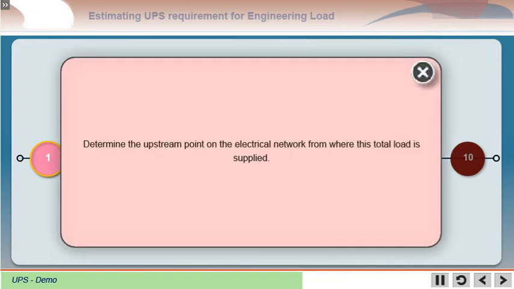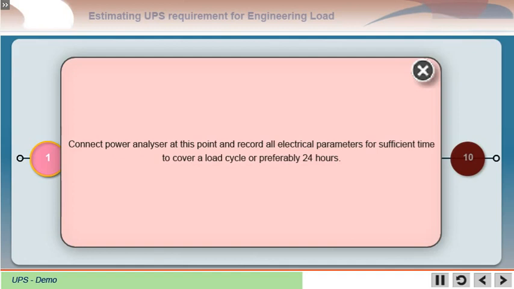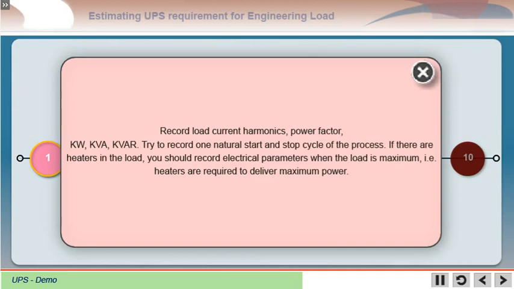Determine the upstream point on the electrical network from where this total load is supplied. Connect a power analyzer at this point and record all electrical parameters for sufficient time to cover a load cycle, or preferably 24 hours. Record load current harmonics, power factor, kW, kVA, kVAR, etc. Try to record one natural start and stop cycle of the process.